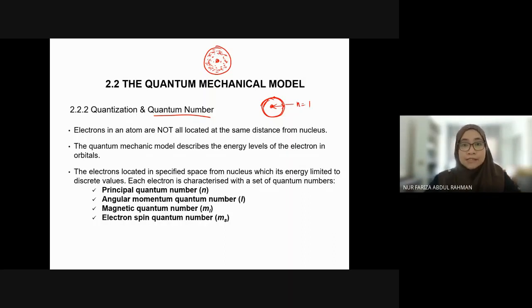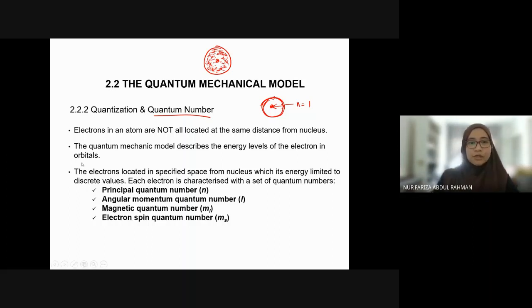It does not mean there are many electrons there. Say, for hydrogen, there is one electron. But the region where it stays can be anywhere, as long as it is within this region. That is what we call an orbital.